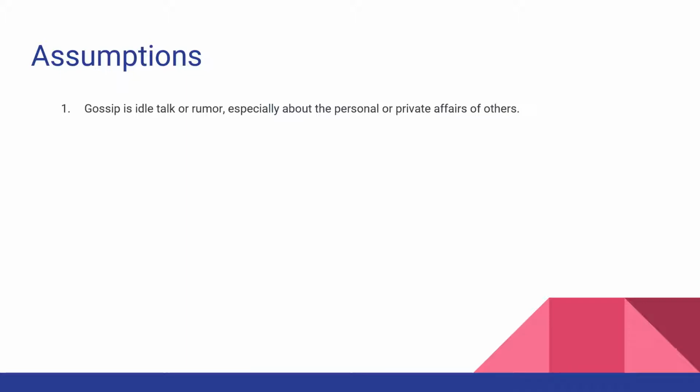So number 1, we decided to first address the definition of gossip. Gossip is idle talk or rumor, especially about the personal or private affairs of others. So it's good to just know what we're referring to when we say gossip. Number 2, one of the fundamental principles of all communications is trust and respect. This is no matter where we are, whether we're at home or in the nursing field, trust and respect are going to be the basic principles of a relationship, and communication is how we relate those.